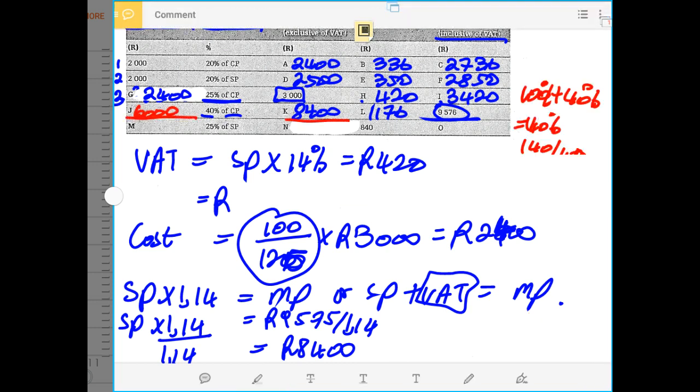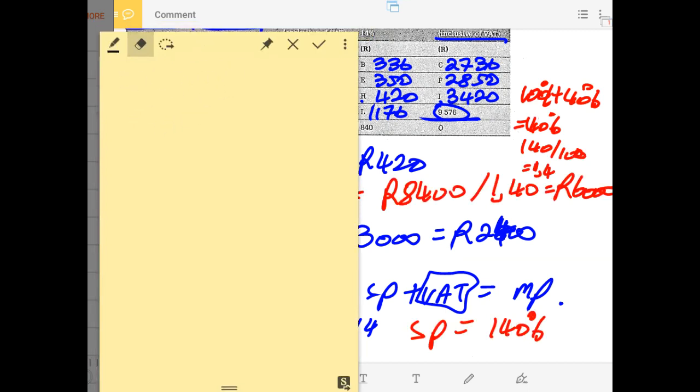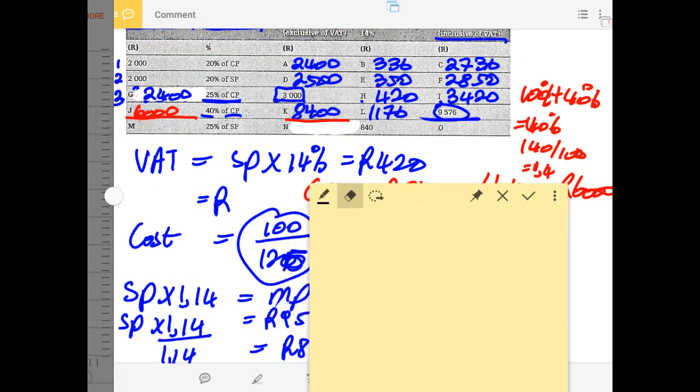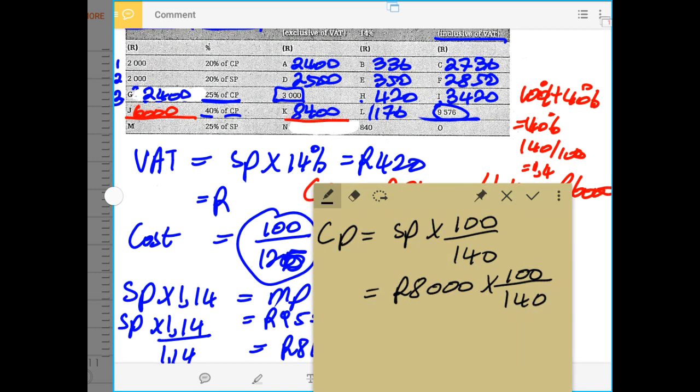Let me also test if this is correct, using a different method. If we do the testing, it means we can say our cost price is equal to selling price times 100 divided by 140, and we know that our selling price is 8,400 rands. We are looking for the cost price, which is 100%. Whenever the markup percentage is on the cost price, we divide by the total percentage of the selling price, which is 140%, because we would have added 40% on that selling price.